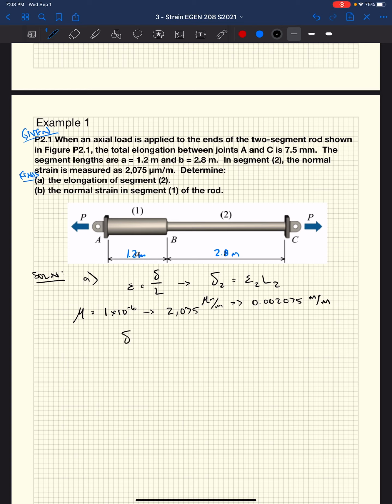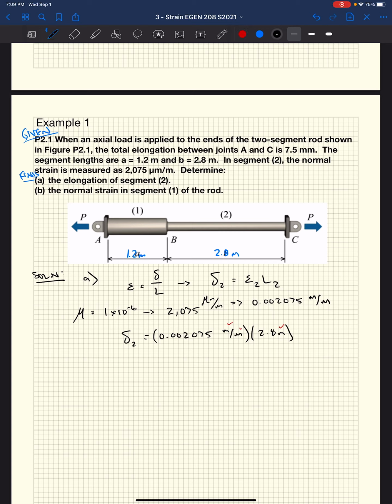So if we go back to our equation we just developed, our delta 2, or our elongation of 2, is really the epsilon of 2, or the strain of 2, which they gave us in our problem statement, in meters per meter. And we have our original length of 2, which they gave us as 2.8 meters. Watching our units here, we have meters and we have meters.